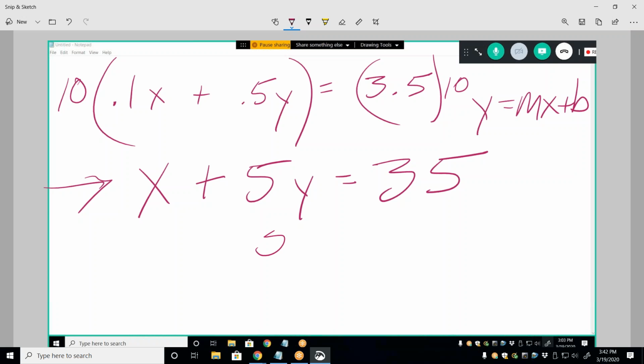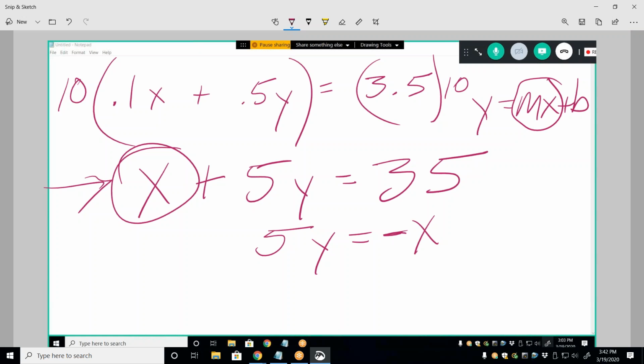5y equals x plus 35. Almost. What do you have to do to get rid of that? X minus 35? It's minus x. Oh, okay. In other words, it's a plus x on the left side, but when I move it to the right side, it becomes minus x. I put it in front because I want my x term to be in front. Okay.